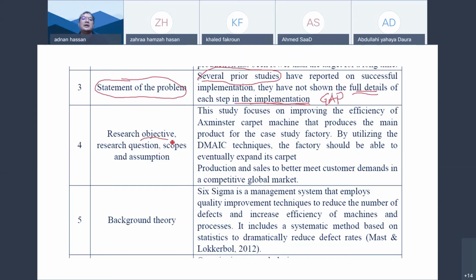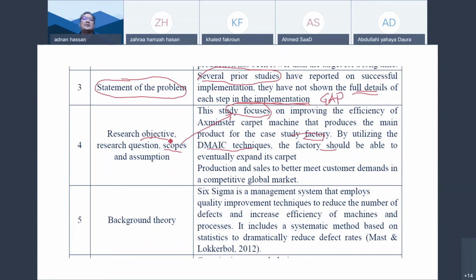So, research objective. It's not clear here what the objective is, but you put the study focus. Basically this is the scope. The study focuses on improving the efficiency of the machine that produces the main product of the case study factory, by utilizing the DMAIC technique. So these are the techniques. The factory should eventually be able to expand production and sales to better meet customer demand.